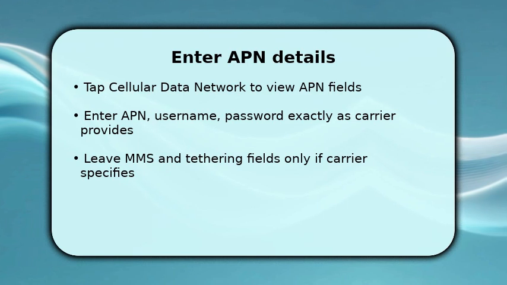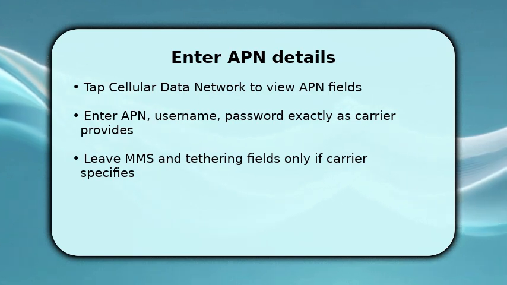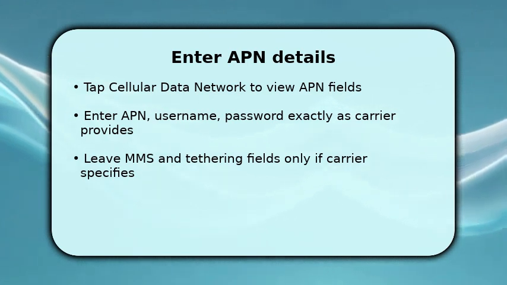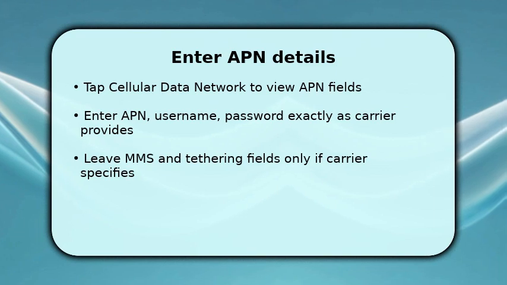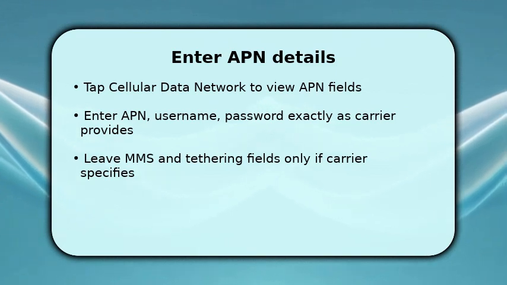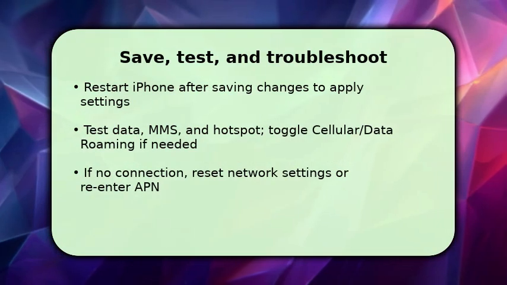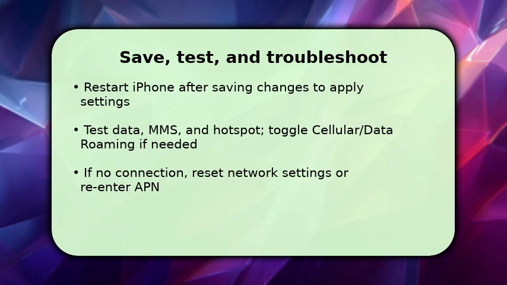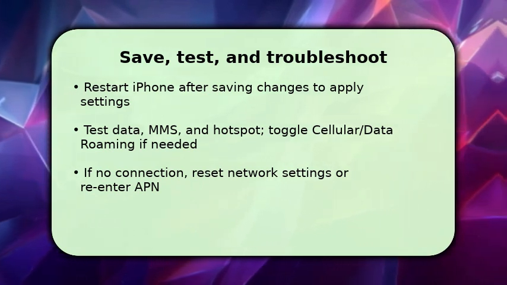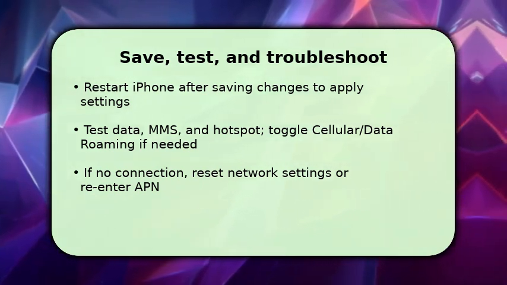Make sure MMS and hotspot sections match carrier instructions, because incorrect MMS settings break multimedia messages, and incorrect hotspot settings prevent tethering from working. After you enter values, go back to home and restart your iPhone so the modem reloads the new APN. Then test mobile data by opening a web page, send an MMS picture, and try tethering if needed.